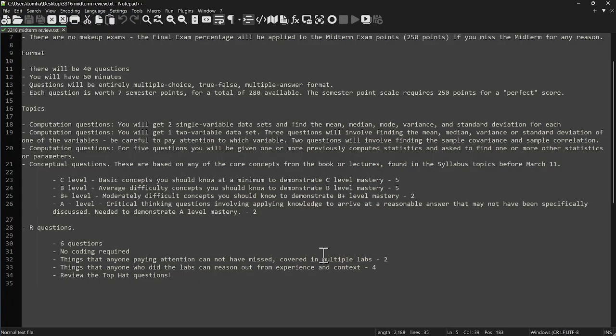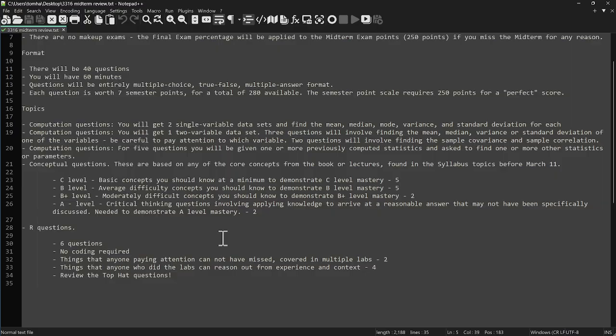So if you don't get those two A level questions, it's 14 points for the semester. It is not the end of the world. But you should try to get them, because if you get them, it's 14 more points.